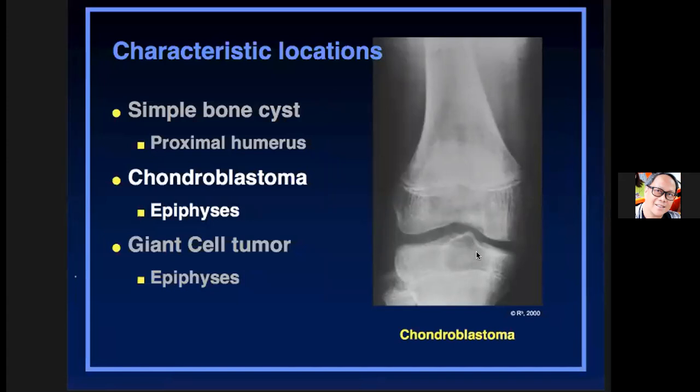So this area here. This will be the lateral plateau, because the fibula is over here in the lateral aspect, and this is the medial plateau. And this well demarcated chondroblastoma is over here in the epiphysis, no? Just underneath the tibial spines.